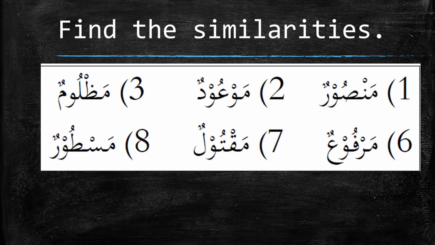Okay, so if we look at these words, it says find the similarities. If you look at each of these words, what you should notice is that there's a meem at the front of every single one of them. And there's a waw as the second to last letter for every single one of them. Okay, so that indicates that the meem and the waw are the extra letters here.